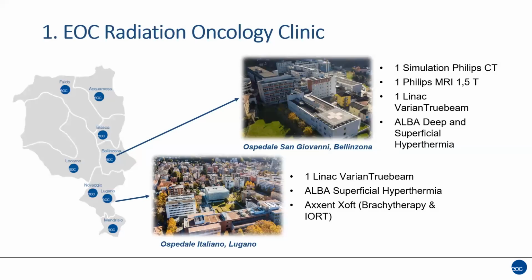In EOC, we have two radiation oncology clinics. We are in Bellinzona and we are in Lugano, both beautiful cities. I highly recommend, if you are still here for a few days, to visit them both. In Bellinzona and also in Lugano, we have the Varian TrueBeam LINAC. Also in Bellinzona, we have our imaging CT, our MR, and the deep and superficial hyperthermia unit. The superficial hyperthermia we also have in Lugano, and on top of that, we also treat with the Exopt, Brachy, and IORT.